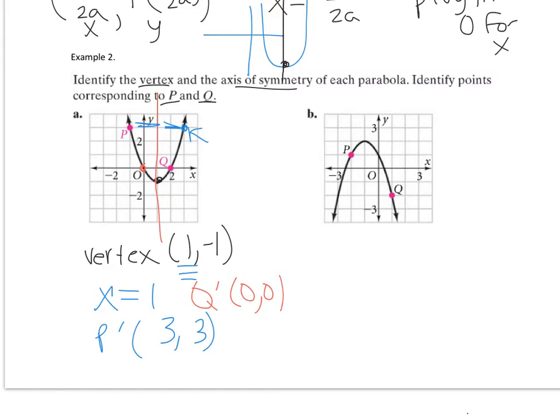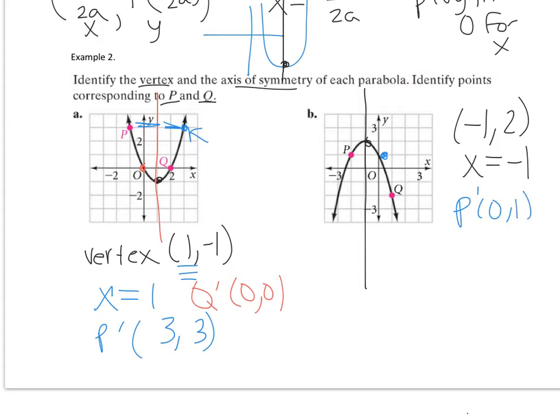Over here I'm going to make the vertex, where the scale is going up by 1, so the vertex is going to be at (-1, 2), and the axis of symmetry is x equals -1. Then P prime is at (0, 1), and Q prime is at (-3, -2).